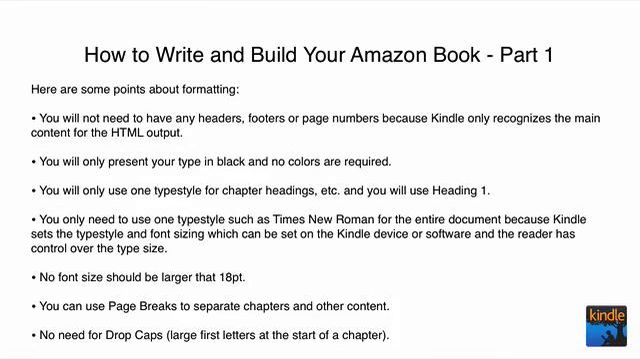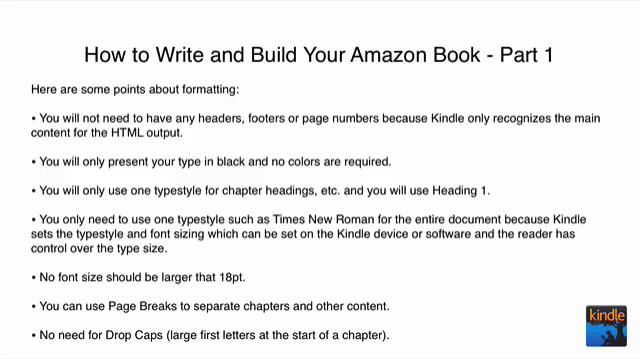Here are some of the key points about formatting for your book. You need to not have any headers, footers, or page numbers, because the Kindle will only recognize the main content of the HTML output. You only need to present your type in black, and no colors are required. You'll only use one type style for chapter headings, and you'll use that as Heading 1.